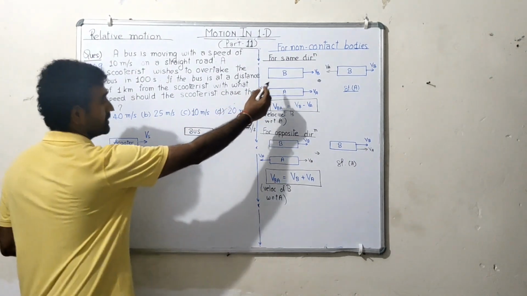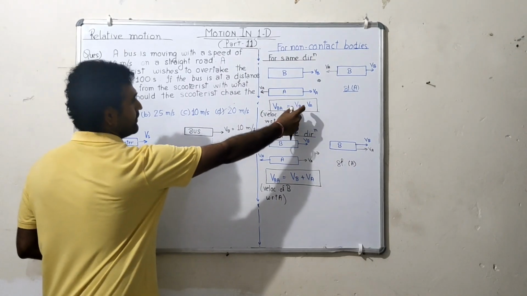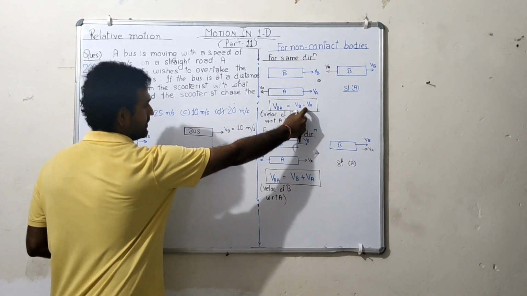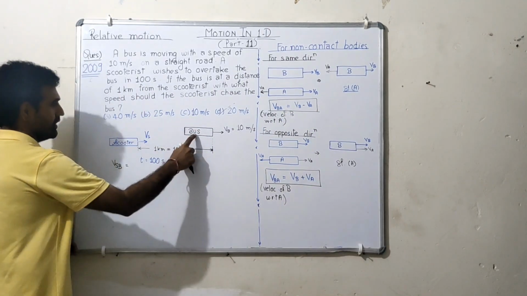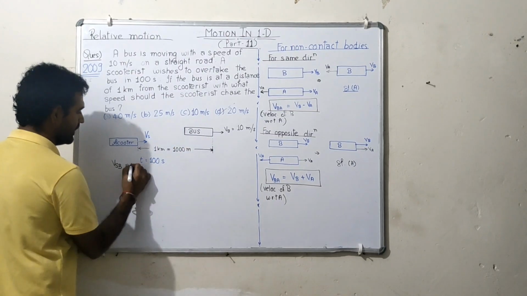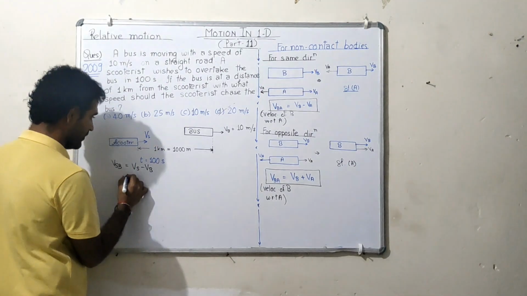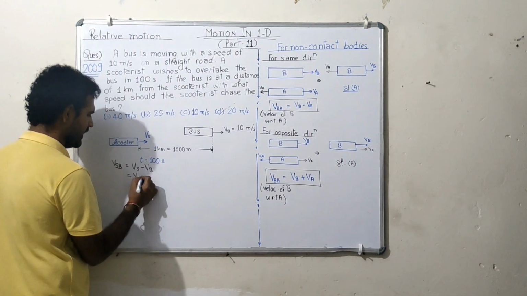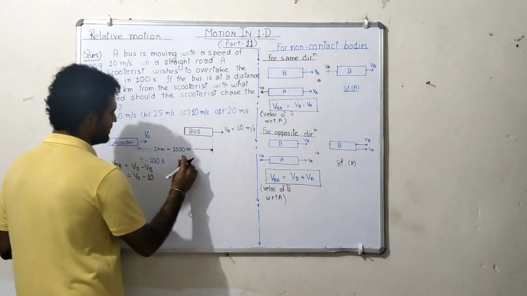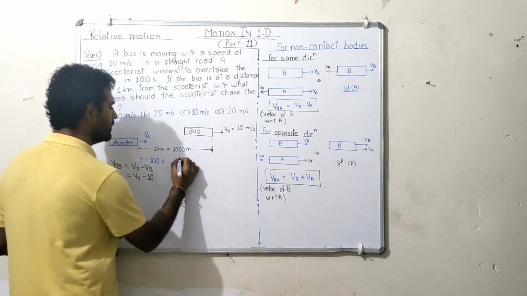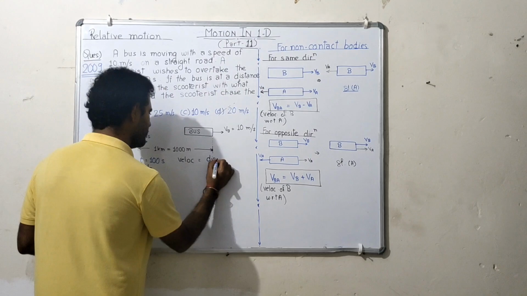Now as in the concept, if both the bodies are moving in the same direction, the velocities are subtracted, and this minus sign comes with respect to what we are finding out. Since we are finding out with respect to the bus, we will write it here as vs minus vb. And now vs we have to find out, and vb is 10 meter per second. So vs minus 10. Right. Next, we know the concept that velocity is equal to displacement upon time.